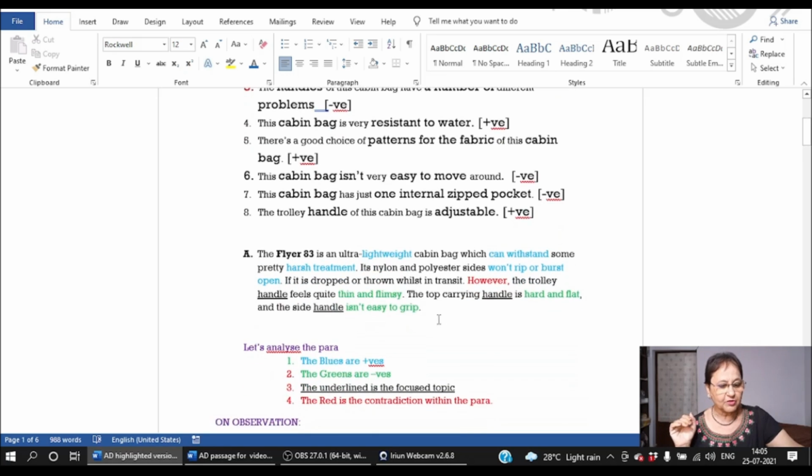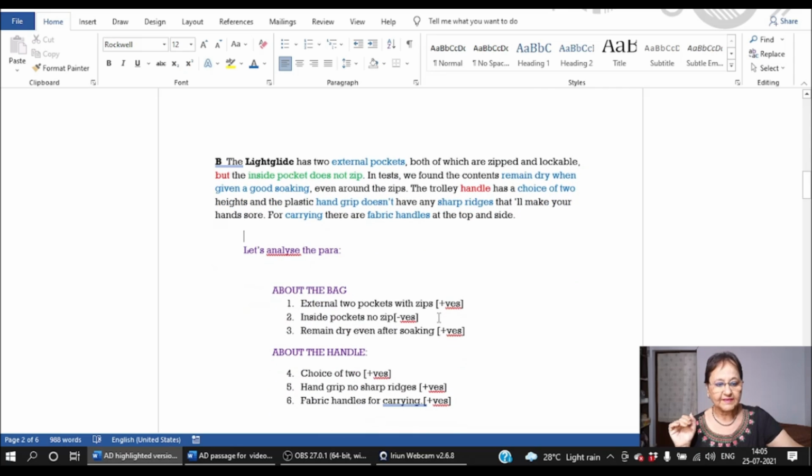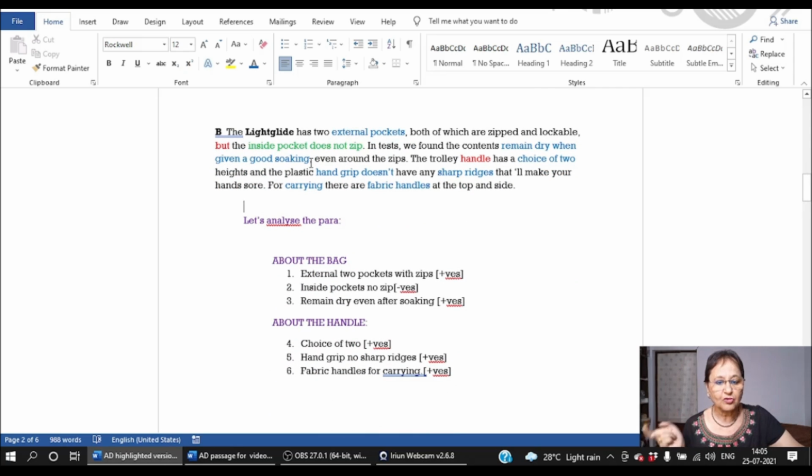Then the 4th one, cabin bag resistant to water. Did we read anything about resistant to water? Yes or no? The word resistant we did not see, but something about water is there. So if you look at the paragraph here, he's talking about the cabin bag. Remain dry when given a good soaking.